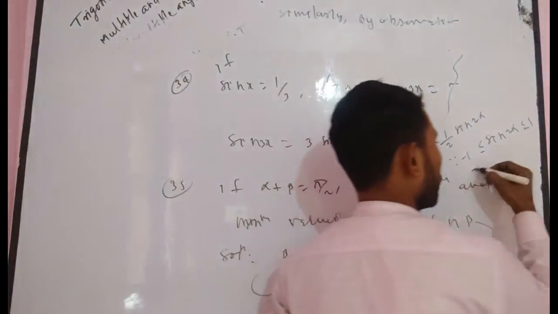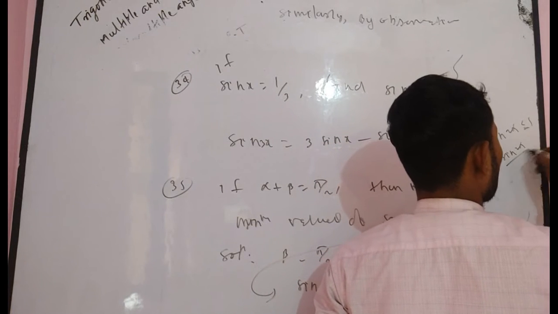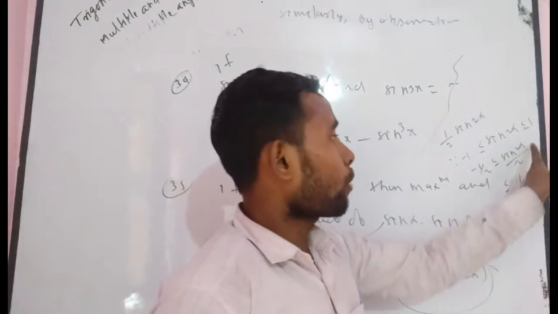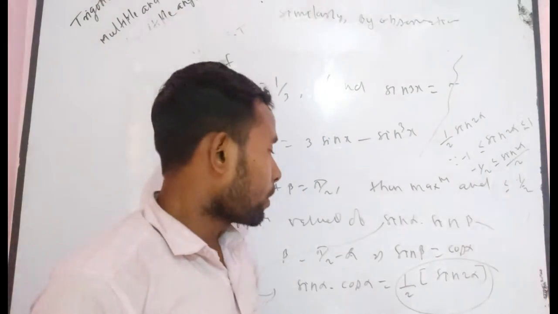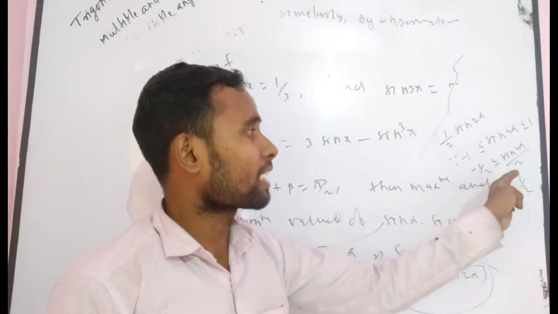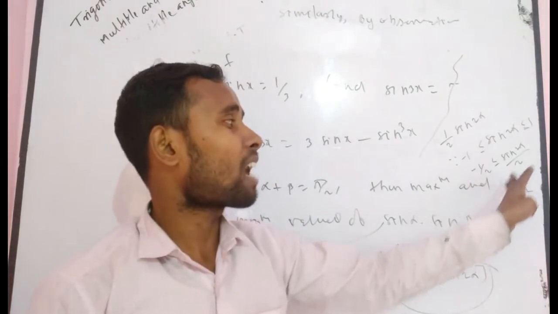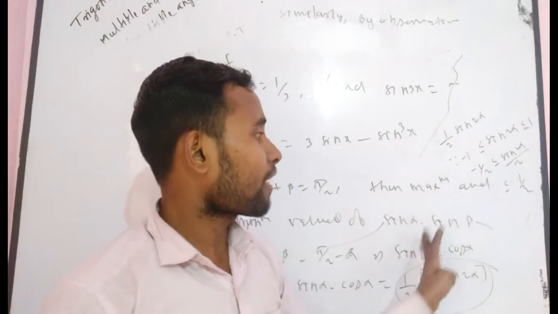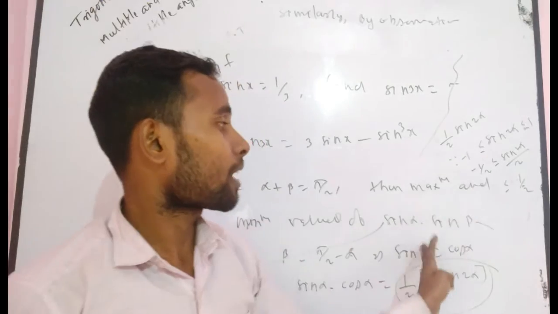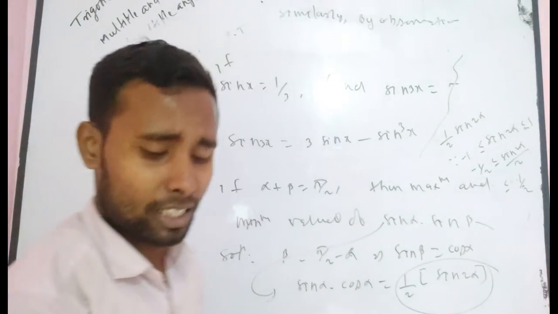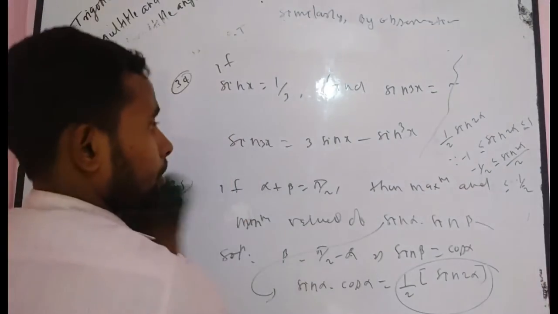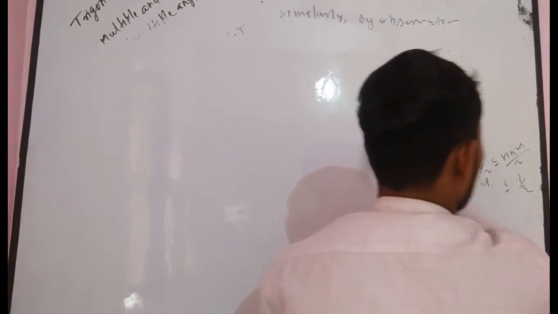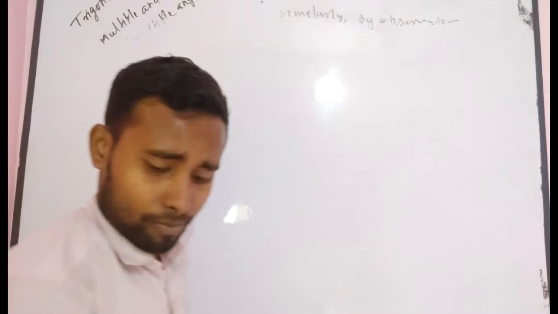After dividing on both sides by 2, you get minus 1 by 2. That means sin 2 alpha by 2 is always greater than or equal to minus half but less than or equal to half. In that case, what can you say about this expression? Sin 2 alpha by 2 is just 1 upon 2 sin 2 alpha, which is equal to sin alpha into sin beta. So you can say that the maximum value of sin alpha into sin beta will be half, and the minimum value of sin alpha into sin beta will be minus half. This is the solution.